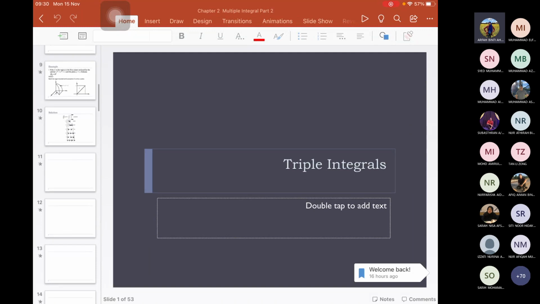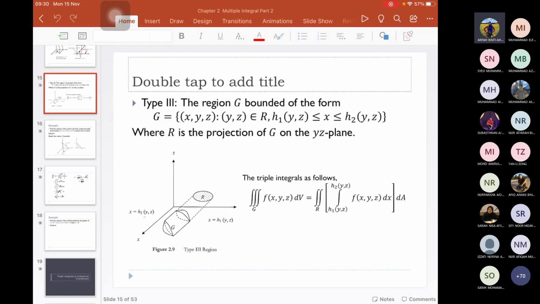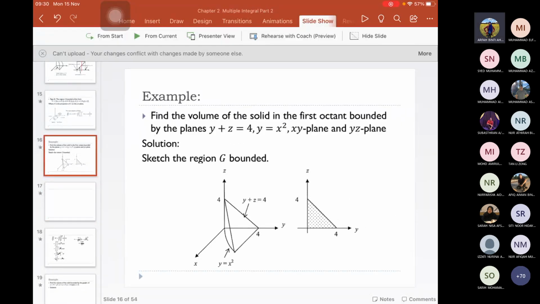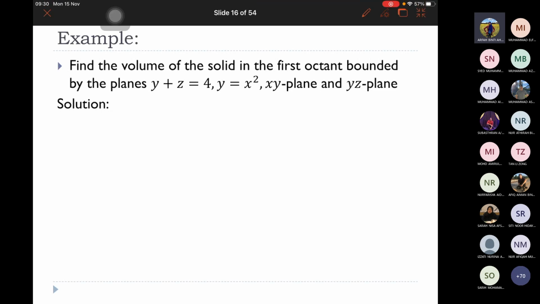So take a look at that example, we have a type 3 region for the triple integral, and then we have this one. So, new slide. Okay, take a look at this one. Find the volume of the solid in the first octant bounded by the plane y plus z equal to 4, y equal to x squared, and the xy plane and yz plane. So how are we going to solve this one? You have y plus z equal to 4, y equal to x squared, and then you have the xy plane and also the yz plane.